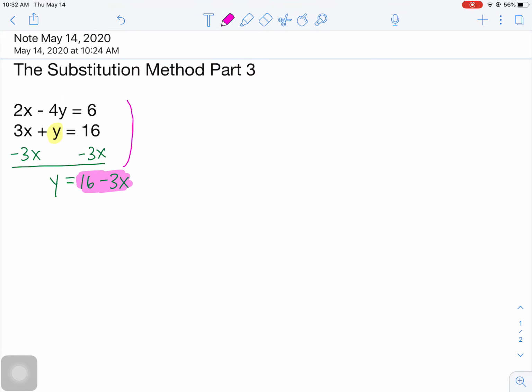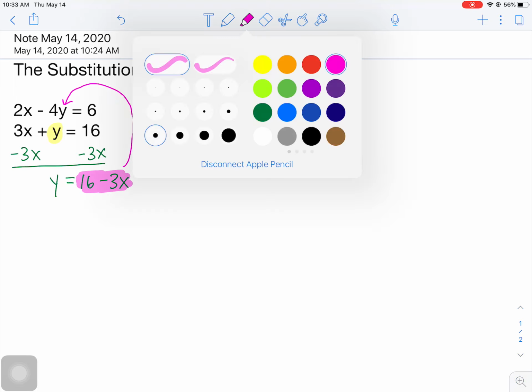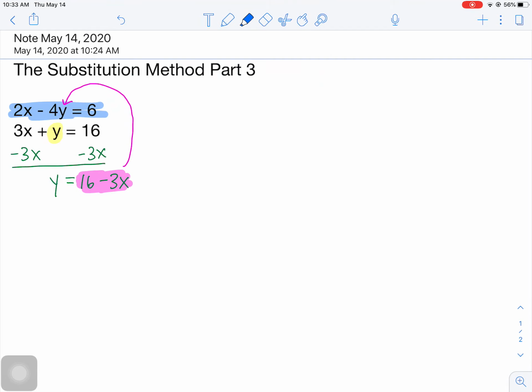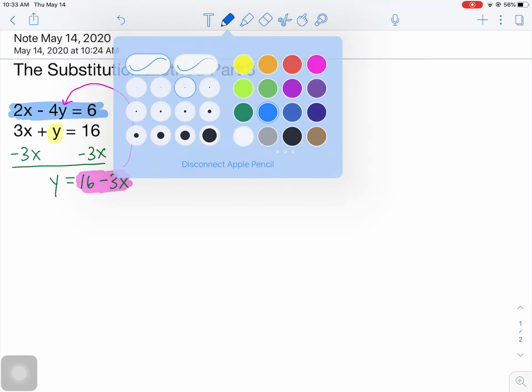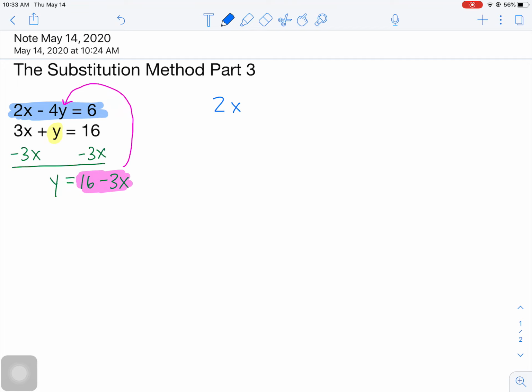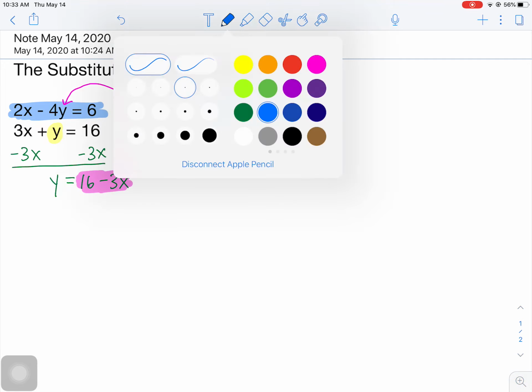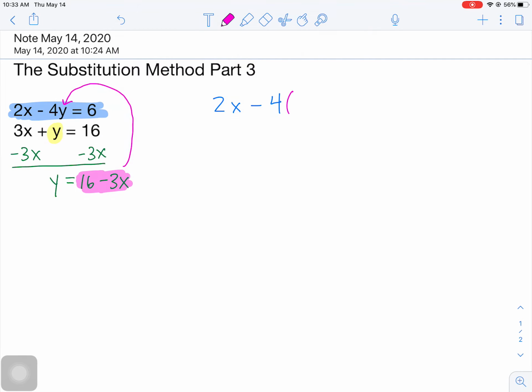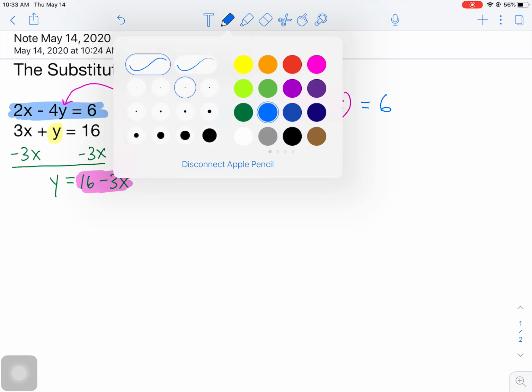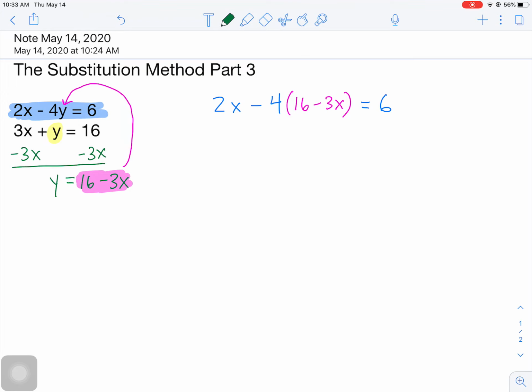Specifically, we can take that quantity and substitute it in for y in the top equation. So now I'm going to rewrite that top equation. So we have 2x minus 4, but instead of y, I'm going to write what y equals. I'm going to substitute it out and write 16 minus 3x in its place equals 6. It's the same as the top equation, just y is swapped out, and what y equals, 16 minus 3x, is in its place.